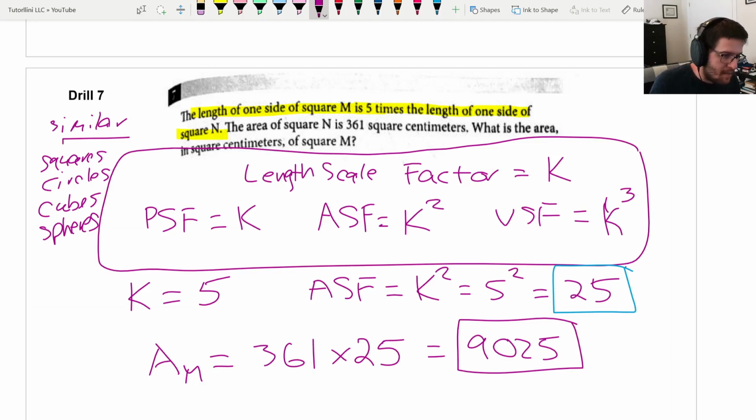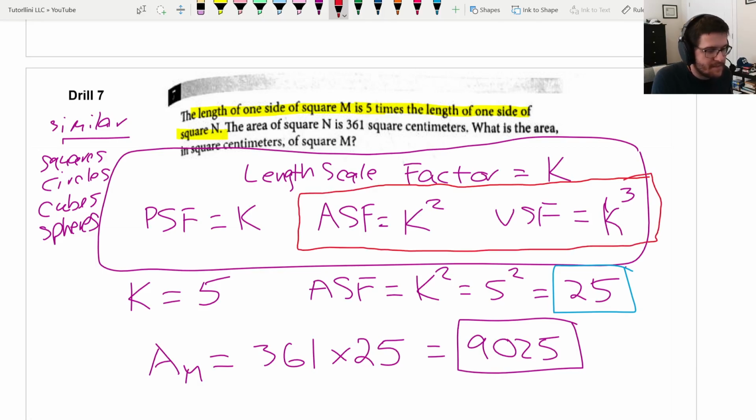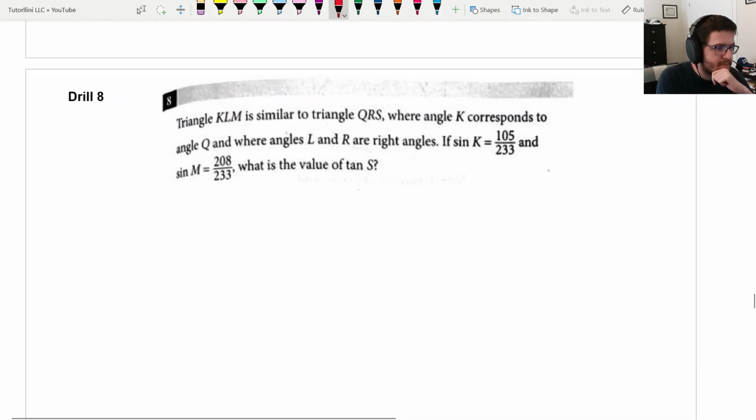So the area scale factor is k squared, and the volume scale factor is capital K cubed. These are probably things you want to understand. Great. Let's keep going.